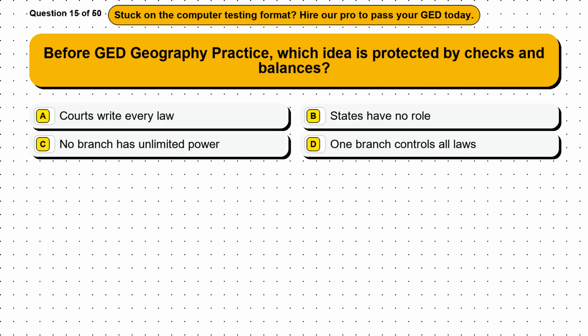Question 15. Before GED Geography Practice, which idea is protected by checks and balances? Option A, courts write every law. Option B, states have no role. Option C, no branch has unlimited power. Option D, one branch controls all laws.